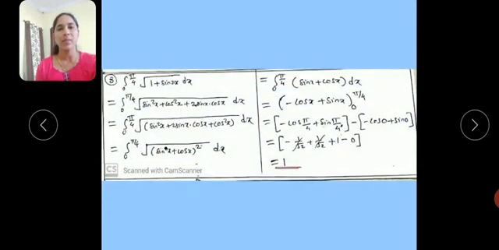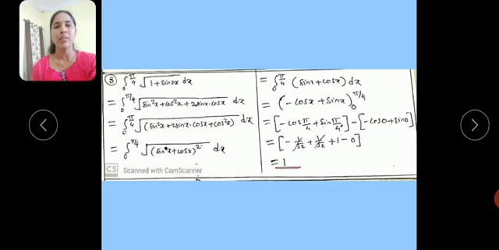Now see example number 8. Integral from 0 to pi by 4 of square root of 1 plus sin 2x dx. This is equal to the integral from 0 to pi by 4 of sin square x plus cos square x plus 2 sin x cos x dx. Here the value of 1 is equal to sin square theta plus cos square theta, and the value of sin 2 theta is equal to 2 sin theta into cos theta. By using this we get the second step.